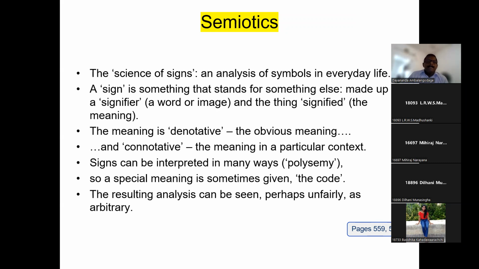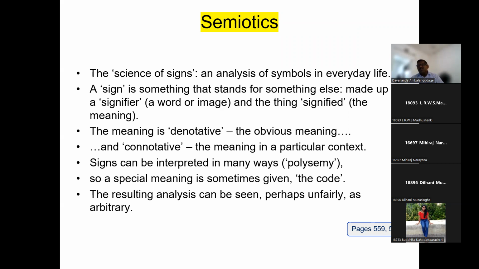Semiotics: the science of signs and the analysis of symbols in everyday life. A sign is something that stands for something else, made up of a signifier and the thing signified, which carries the meaning. Meaning is denotative, the obvious meaning, and connotative, the meaning in a particular context. A sign can be interpreted in many ways. Special meaning is sometimes given by the code, and the resulting analysis can be seen, perhaps unfairly, as arbitrary.